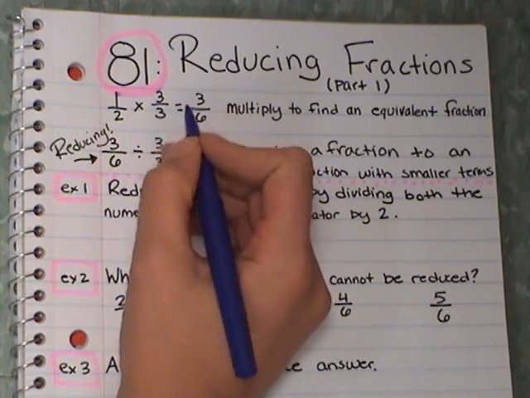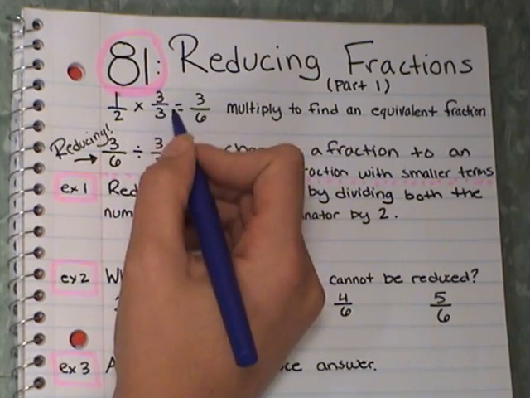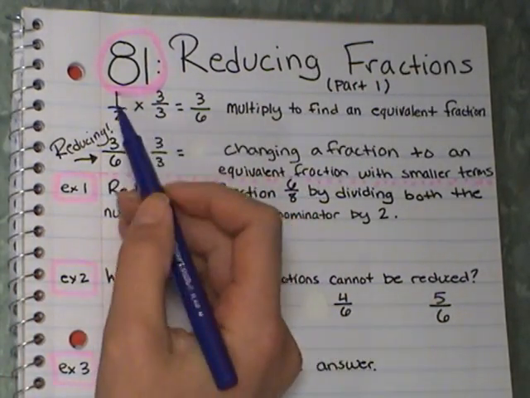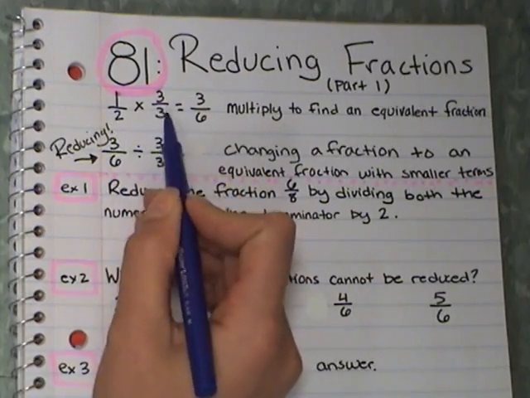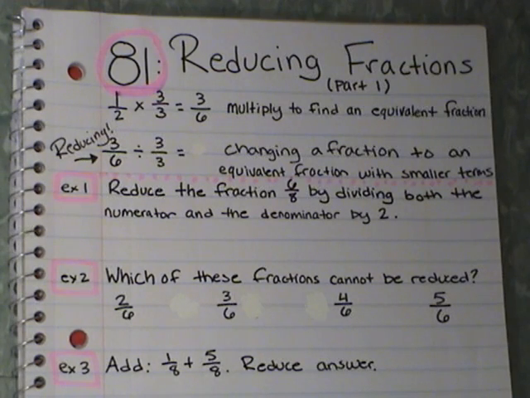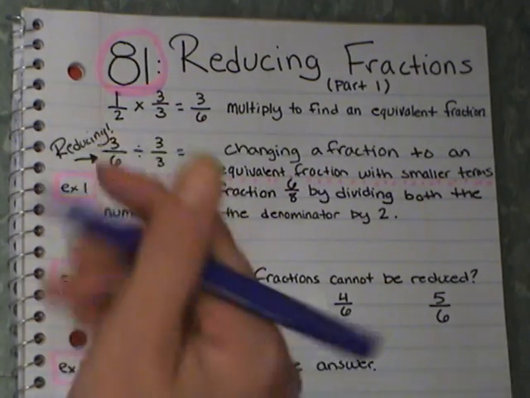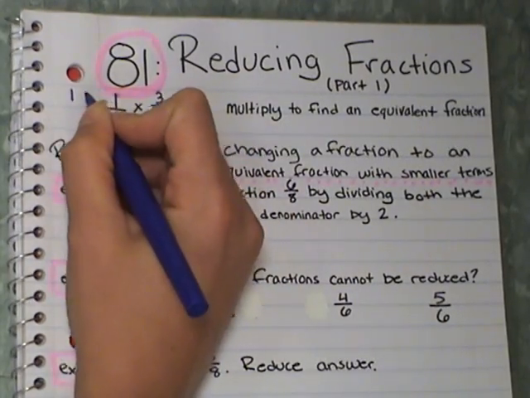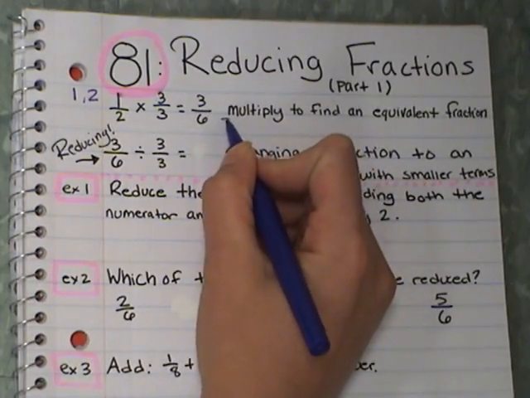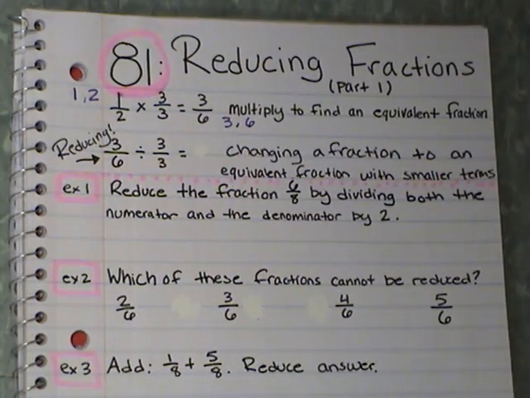So we know that 3 over 3 is going to be equal to 1 because if we have 3 pieces and we have all 3 of them, we have 1 whole. So I multiply across. 1 times 3 is 3, 2 times 3 is 6. So this is an equivalent fraction. Multiplying by 3/3 made the terms of the fraction greater. The terms of a fraction are the numerator and the denominator. The terms of 1/2 are 1 and 2. The terms of 3/6 are 3 and 6.